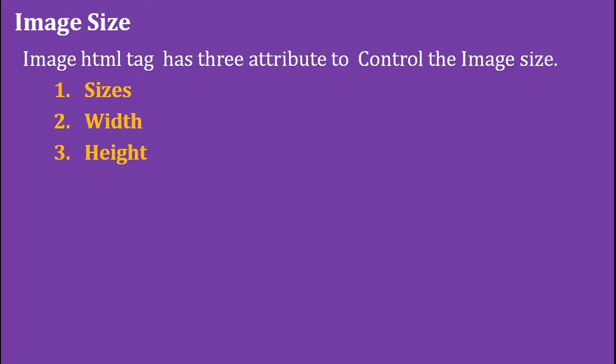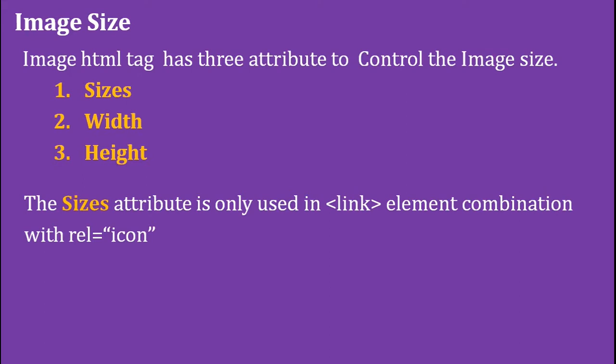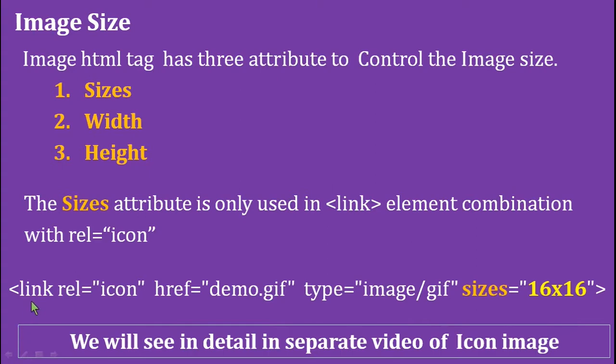Another attribute in the image tag is the image size. That image size can be classified into three attributes: one is sizes, another one is width, and another one is height. This sizes attribute is only used in a link element in combination with the icon relation. Now we can see it is a link element. It will add our icon image to the top tab bar. Here we mentioned the size is 16 by 16 pixels. Anyway, we will look at this in detail in another video on icon images.